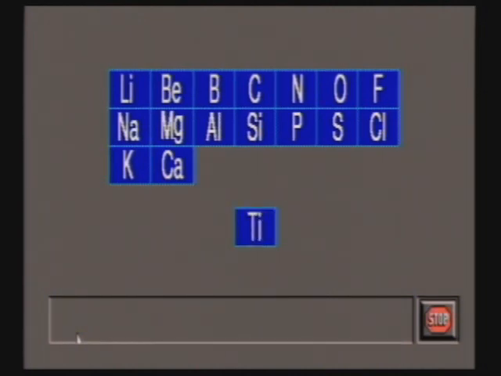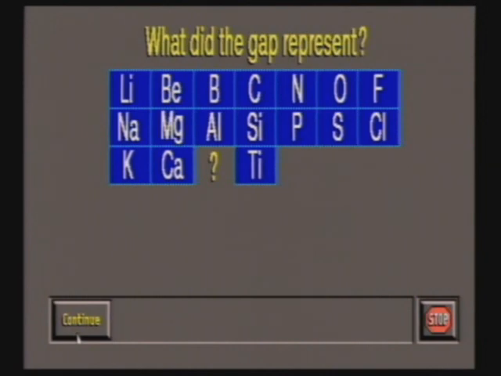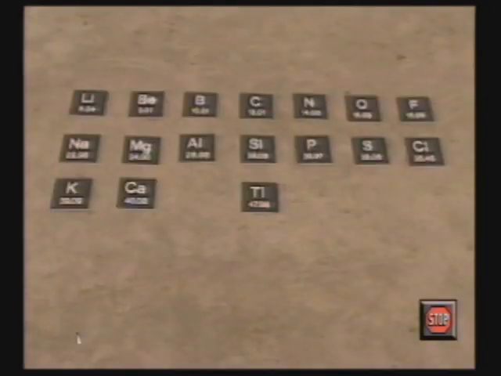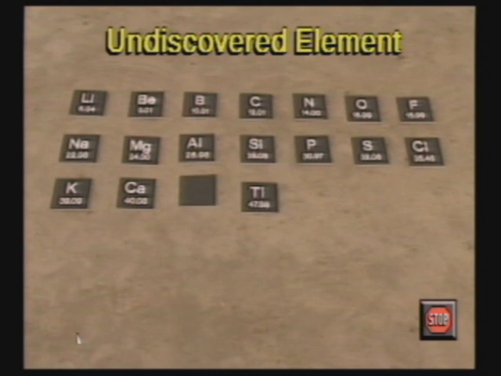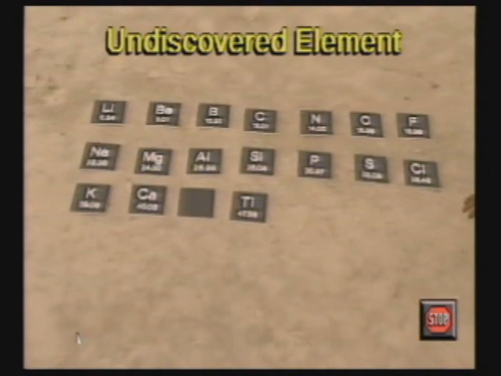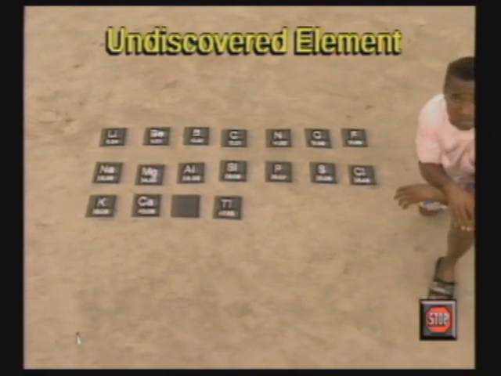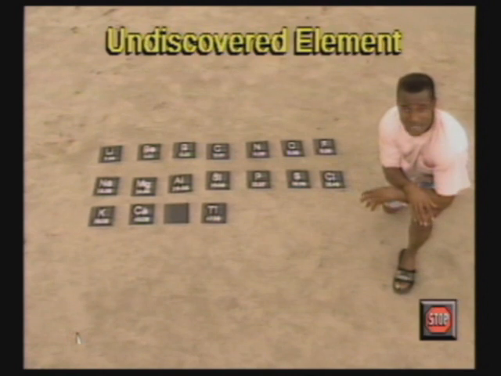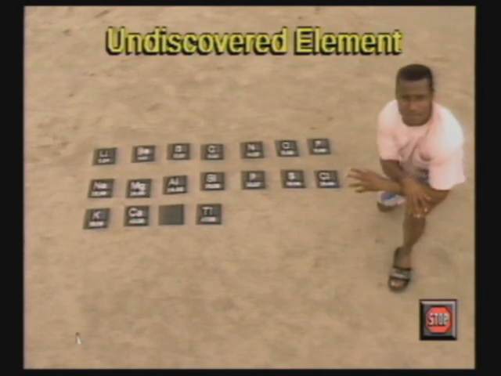What did this empty space represent? Mendeleev recognized that the gap was not a flaw in his scheme, but an undiscovered element. This demonstrates his genius and shows the difference between discovery and synthesis. Mendeleev discovered the periodicity of the properties of the elements, but it took his immense knowledge of the elements and his imagination to synthesize to create a periodic table.